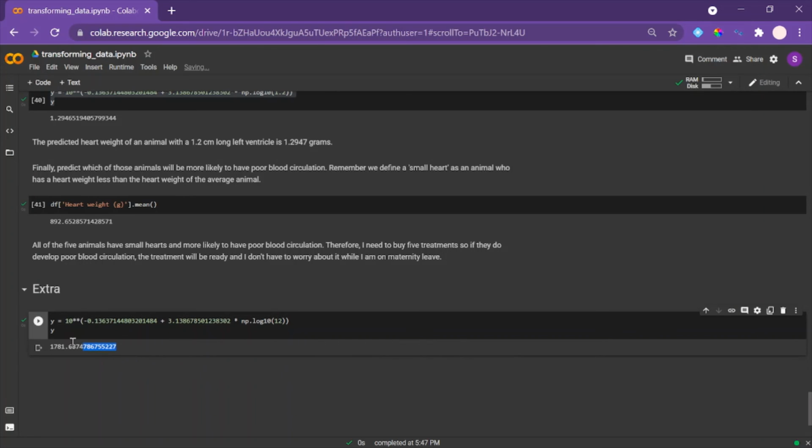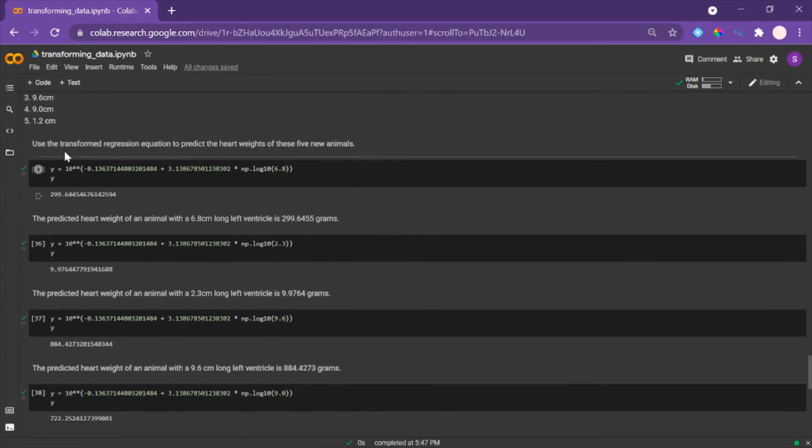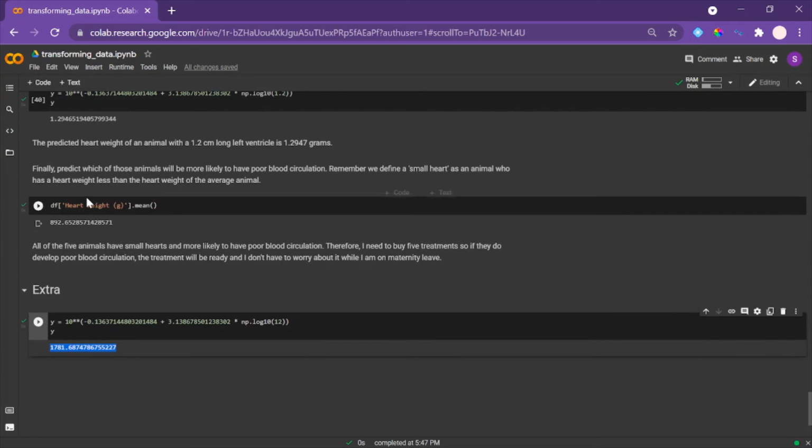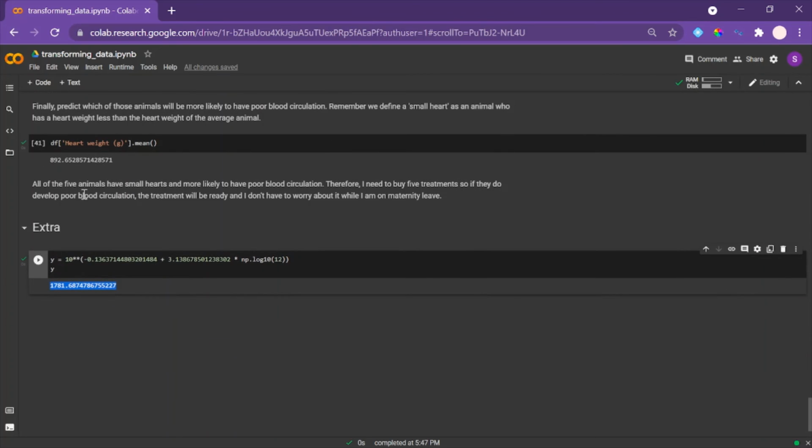So we would say that if it were to be out of 6, only 5 out of 6 animals are more likely to develop poor blood circulation. So we only have to really order 5 treatments instead of 6 treatments if this was like the 6th one. So that would be a better example.